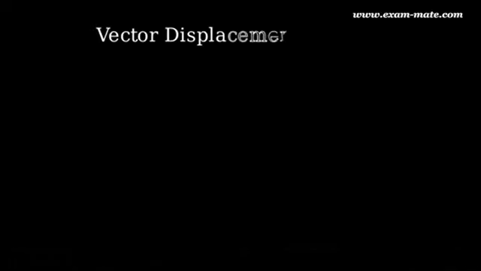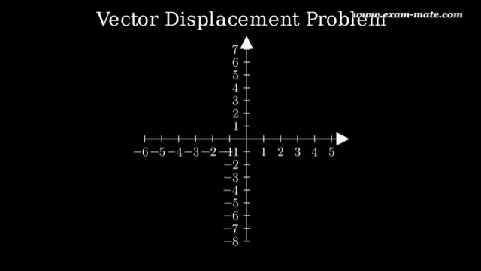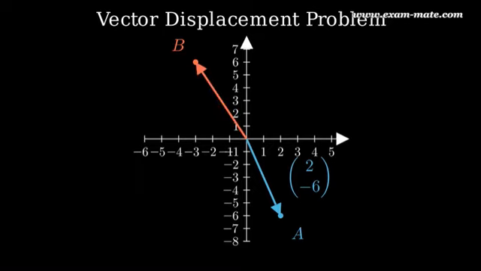Let's solve this vector problem step by step. We're given 2 points, A and B, with their position vectors. Let's first visualize these points on a coordinate plane. Here's our coordinate system. Point A has position vector 2, negative 6, shown here in blue, and point B has position vector negative 3, 6, shown here in red.